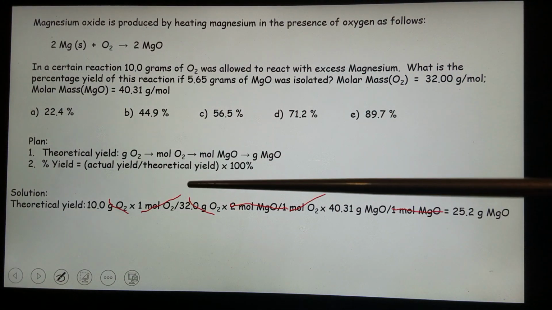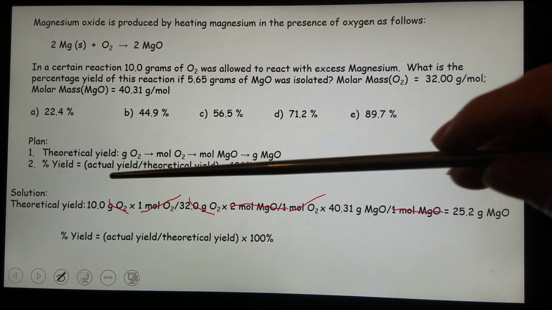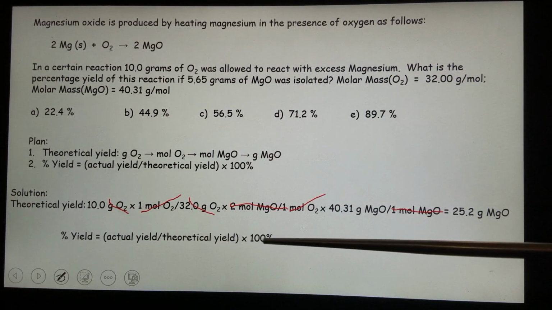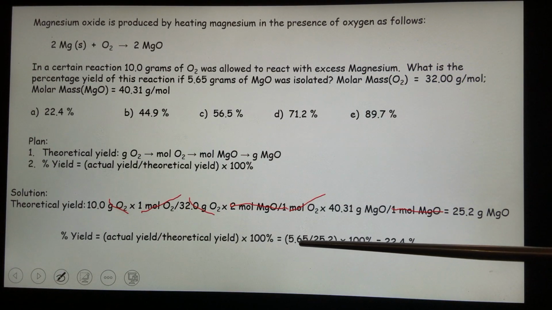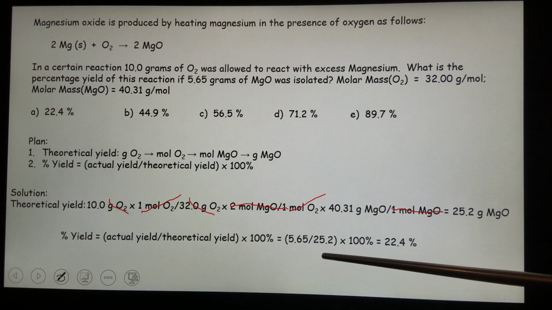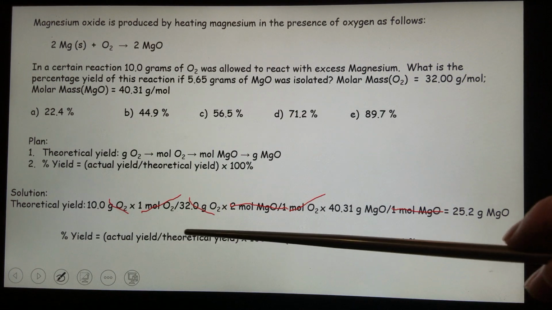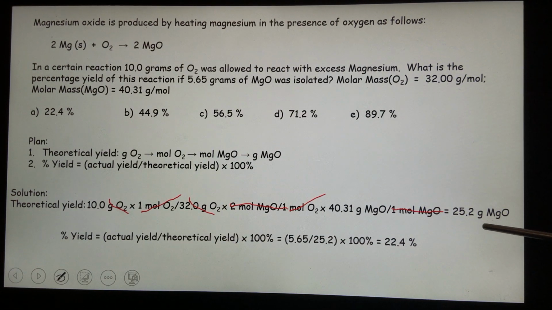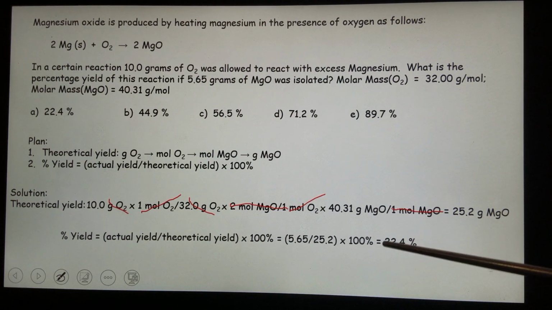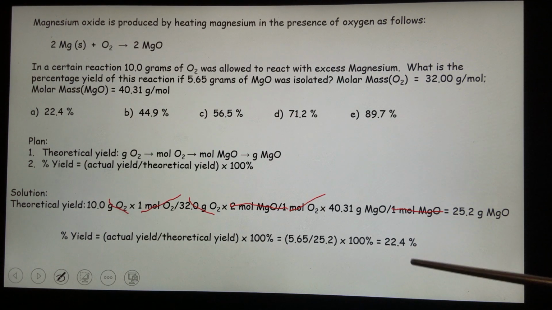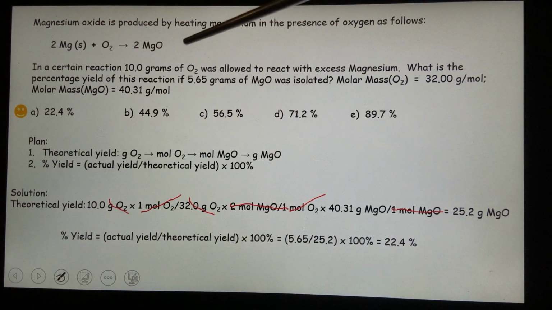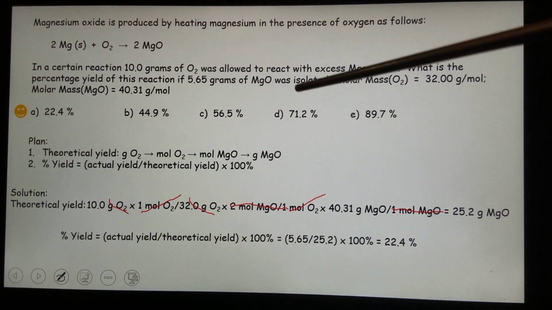So now we are ready to calculate the percent yield. We just copy the equation from here. The actual yield is 5.65 divided by the theoretical yield we just calculated, then times 100. That gives us 22.4%, which is choice A. So that's the correct answer for this question.